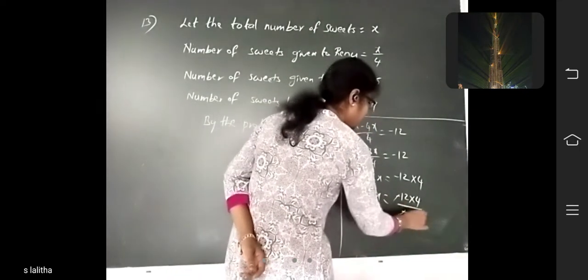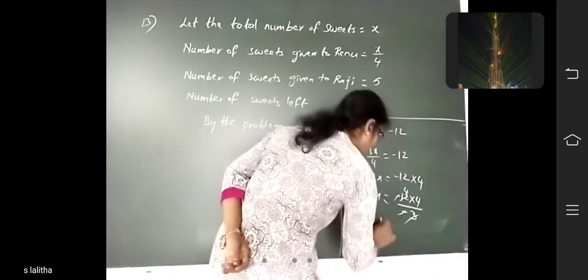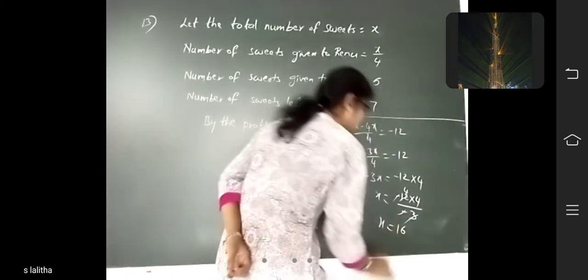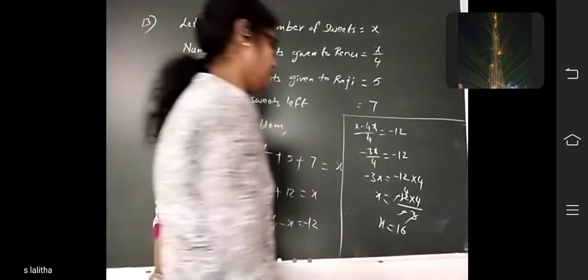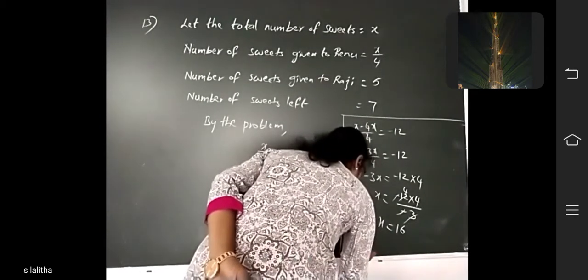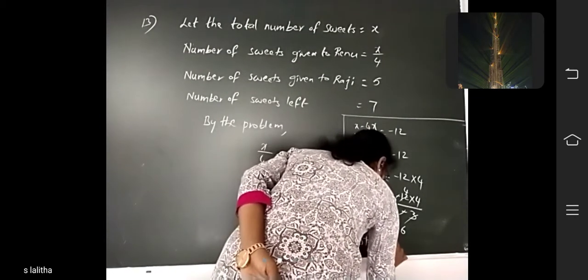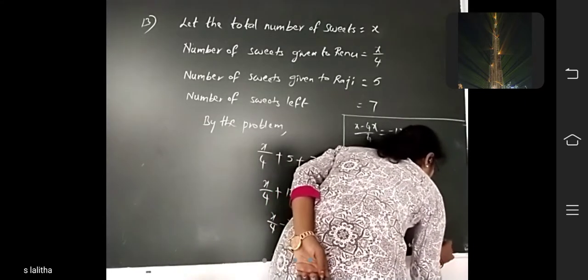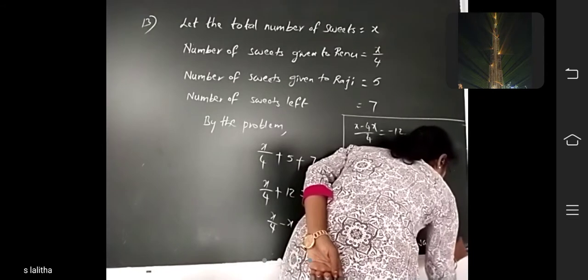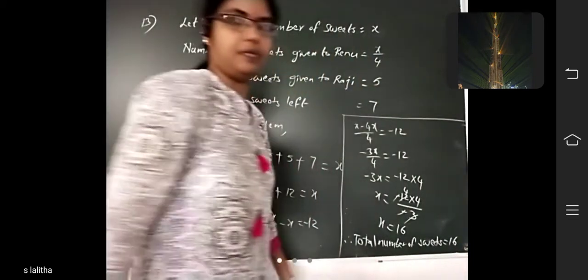So X is equal to minus 12 into 4 by minus 3. Minus minus will be cancelled. 3 4s 12. So X is equal to 4 4s, how much? 16. So total number of sweets, how many? 16. So therefore total number of sweets equal to 16. Right.